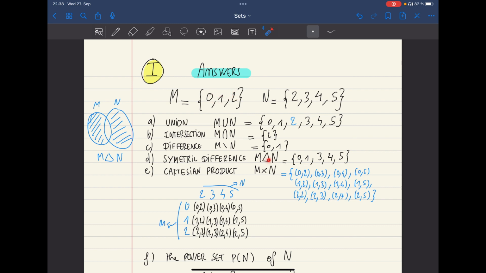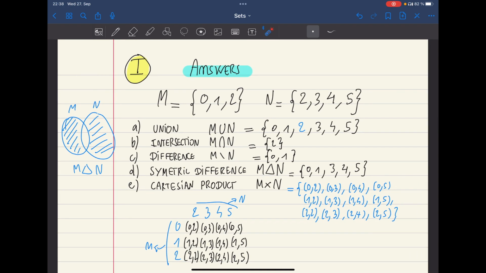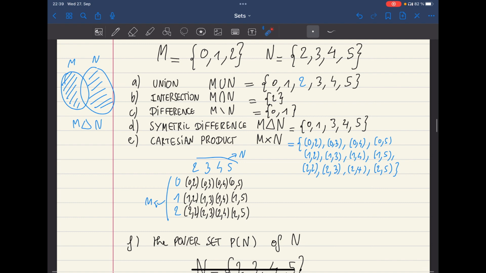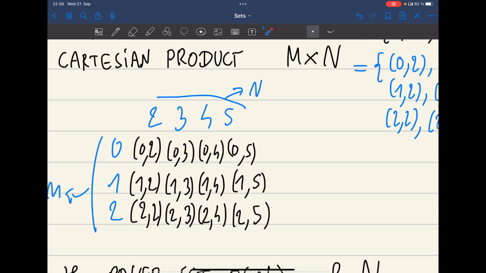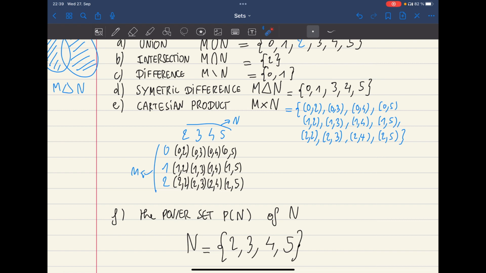The symmetric difference, it's easier to understand when you look at the scheme. It's what is in M or in N, but not in M and N. So not here. So it's 0, 1, not 2, then 3, 4, 5. Here you go. The Cartesian product is easy, but it's a bit long to write. What I do is I write 0, 1, 2 here, and here I write N, so 2, 3, 4, 5 here. And I just write the tuples, so (0,2), (0,3), (0,4), (0,5), etc. And after that, I write it properly, and that's it for the Cartesian product.